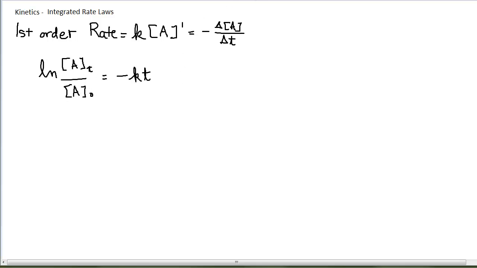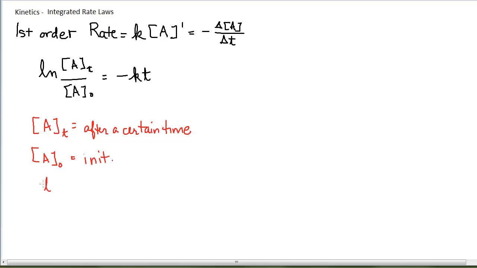Alright, a little bit of an explanation is involved here. If I have the concentration at time t, [A]t, that's literally what that means. That's the concentration after a certain time. The brackets around A with the little naught subscript mean the initial concentration. k is my rate constant as above, and t is the time period that you're talking about.